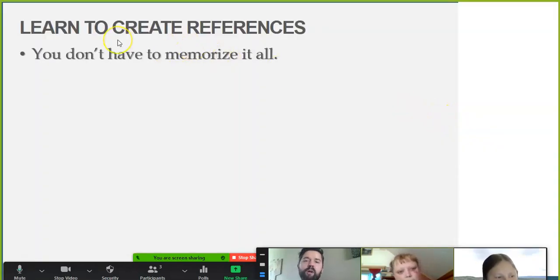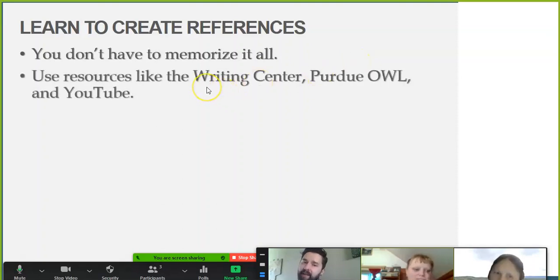All right. So before we get started, I just want to point out that it's really helpful to think of this as a skill that you can learn. You don't have to memorize all the rules of this handy-dandy APA manual in order to create your references page. You just need to know where to find it. So you can use resources like the Writing Center, the Purdue OWL, and YouTube to get this information. You can just go to Google or Bing or whatever you like and type in Purdue OWL APA references pages. And you'll find a treasure trove of information that'll help you create your references page.